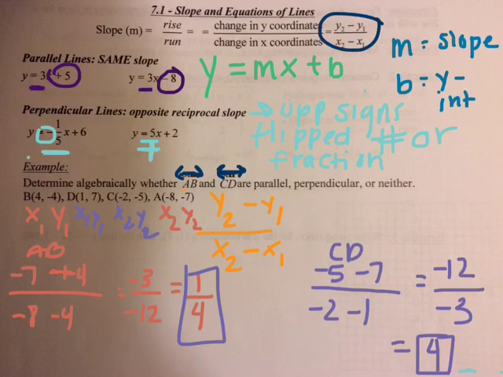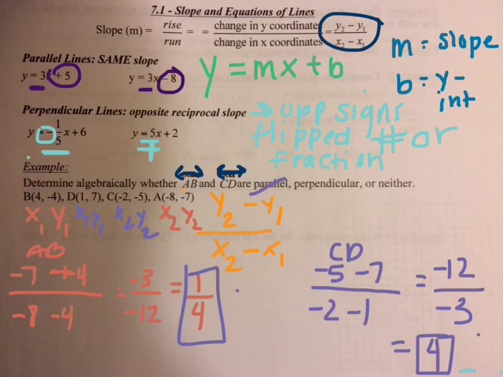We have to decide whether they're parallel, perpendicular, or neither. If we look, they're not parallel because they're not exactly the same. One's 1/4, one's 4. Not parallel. Now we have to decide if they're perpendicular. Well, I like to look at their signs first. The first slope's positive, the second slope is positive.